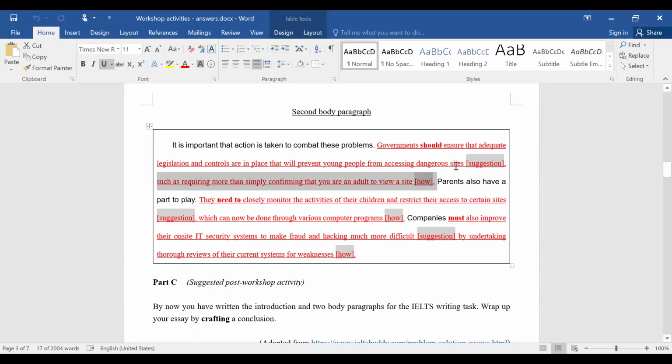I also use the semi-modal need to in order to tell the reader what parents need to do, right? And I used the modal verb must after companies to suggest the actions that companies can take in order to resolve the issue.